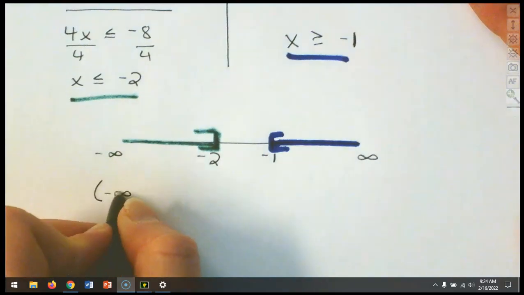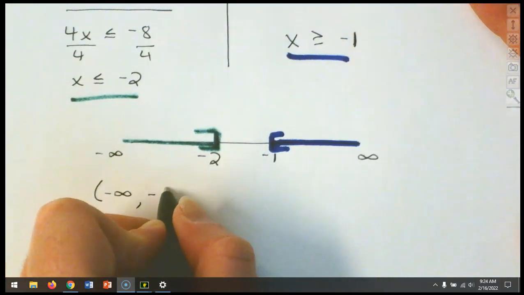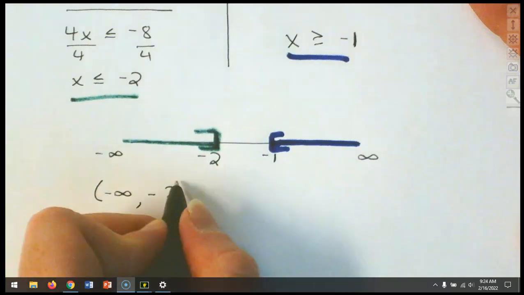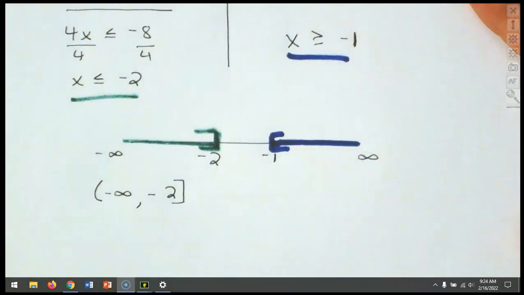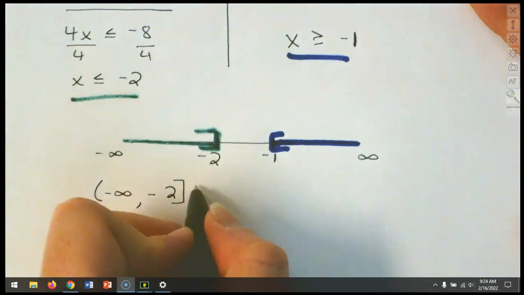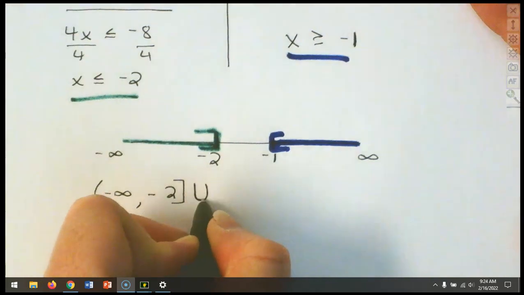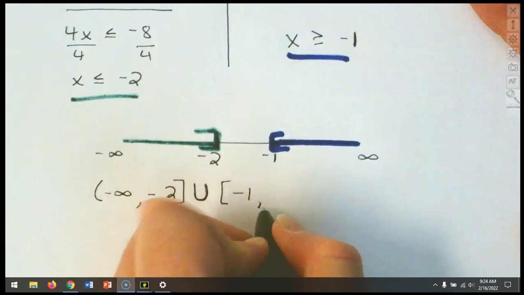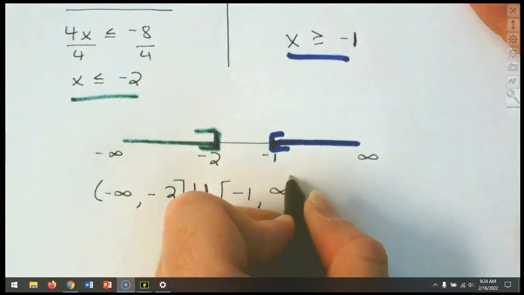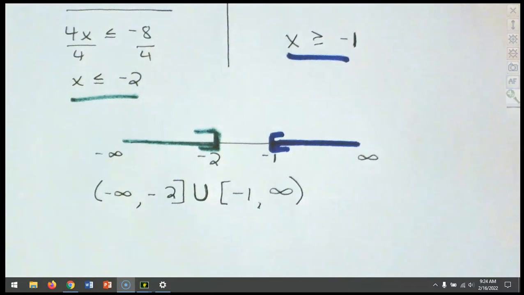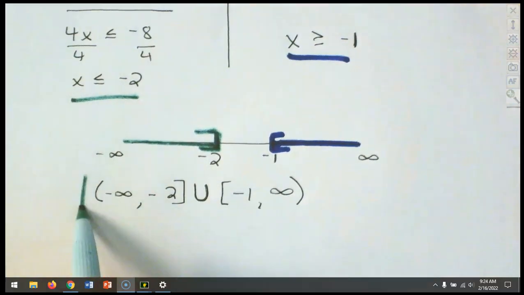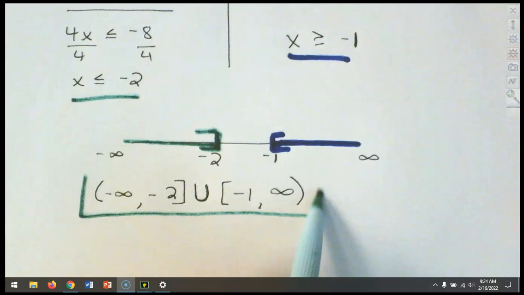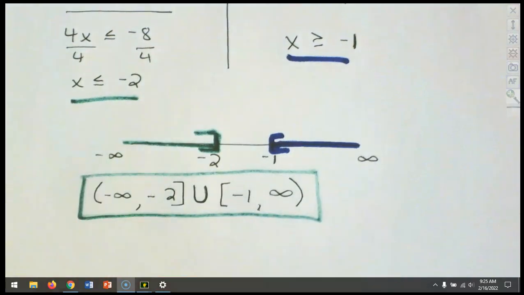So we have negative infinity, comma, negative 2 with our square bracket. Now, how do we put them together? We can't use a plus symbol because these are our sets. So what do we have to use? U for union. And what are we going to unite that with? Negative 1. And where does it go to? Positive infinity. So that would be your answer in interval notation. So it's a union. And there's the answer in interval notation.